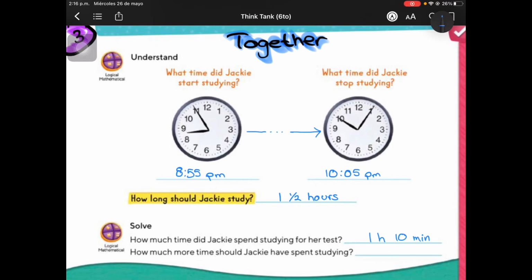So how much more time should Jackie have spent studying? Remember, she should have studied for 1.5 hours, which equals 1 hour with 30 minutes. But she only studied for 1 hour and 10 minutes. So she is lacking 20 minutes. Now, it doesn't seem like that much, but it could potentially lead to her not studying enough.